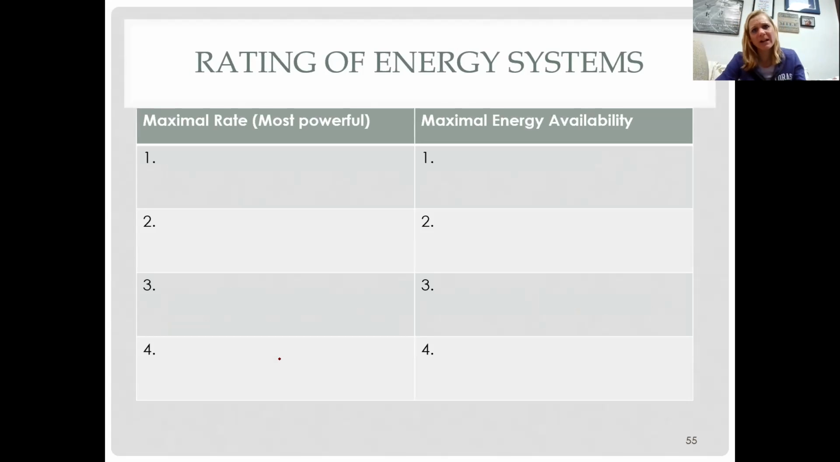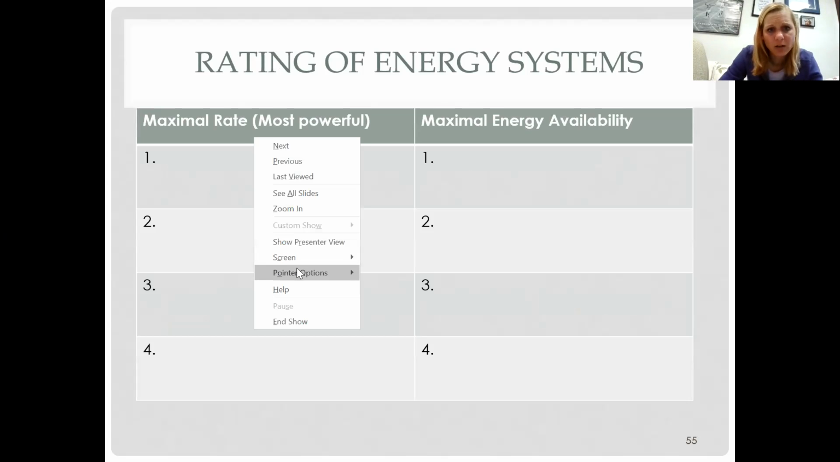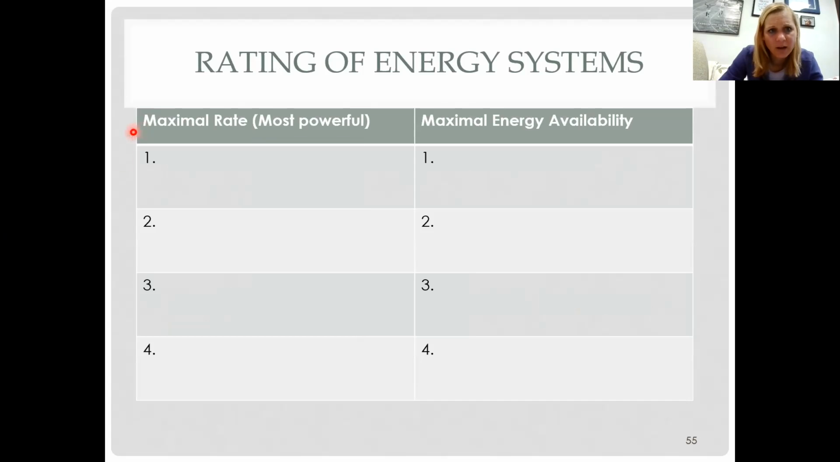Okay, so again, if I were to rate my energy systems as it relates to power, our most powerful system is that ATP phosphocreatine system. Our second most powerful system is the anaerobic glycolytic system. Our third most powerful system is the aerobic pathway using carbohydrates as a fuel. And our least powerful system is the aerobic system if we use fats as a fuel. Okay. Again, when I think about how much energy I have available, you can basically just flip these.